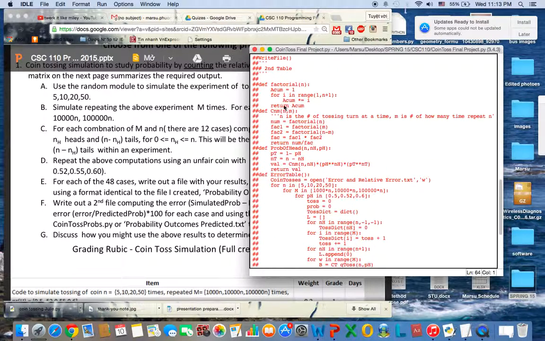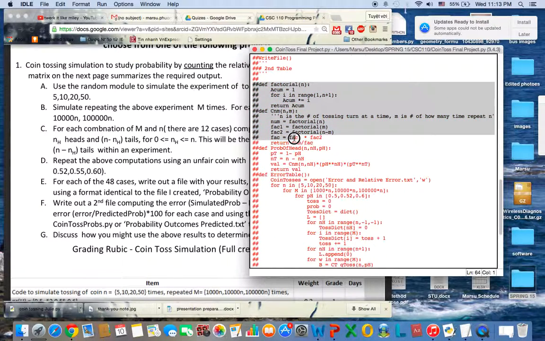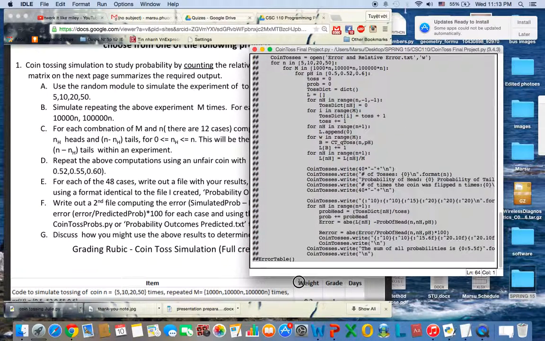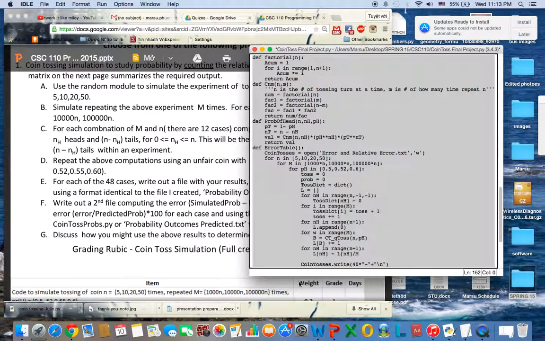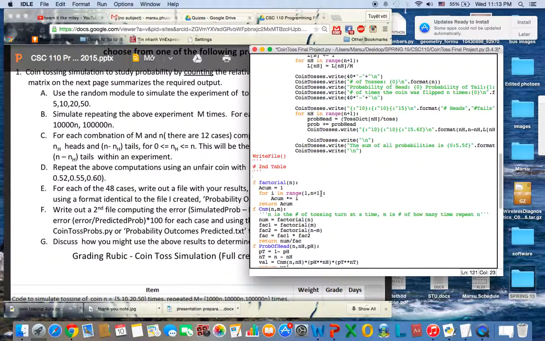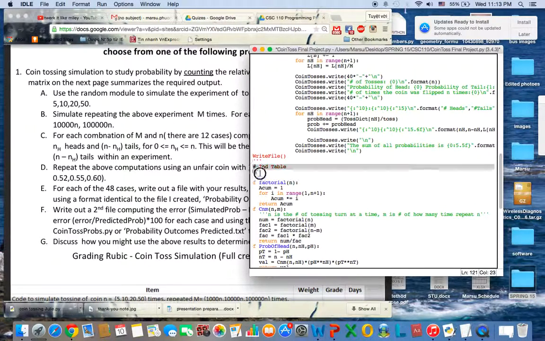So here we got the new function. So here is the second table.